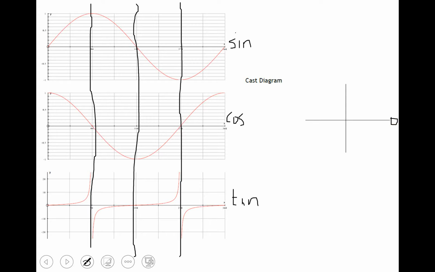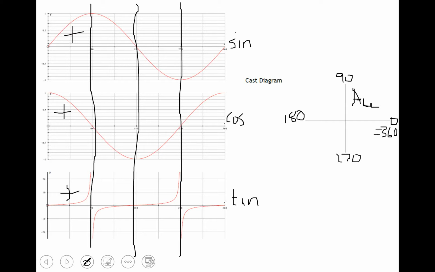So in a cast diagram, that's 0 degrees, that's 90, that's 180, that's 270, and it goes all the way around to 360 degrees. Now in the 0 to 90 quadrant, sine is above the x-axis, so it's a positive function in that quadrant, as is cos, completely above, as is tan, completely above. So in the cast diagram we label the 0 to 90 quadrant as A, which stands for all, because all functions are positive in that quadrant.